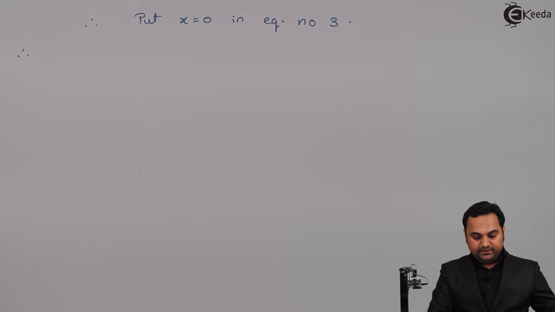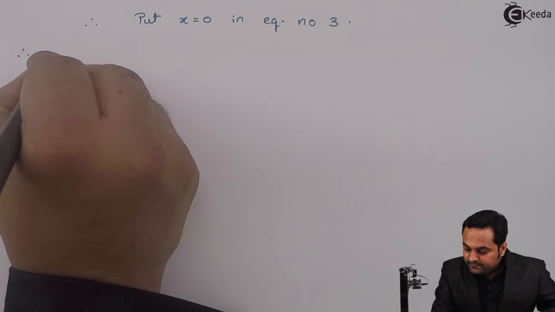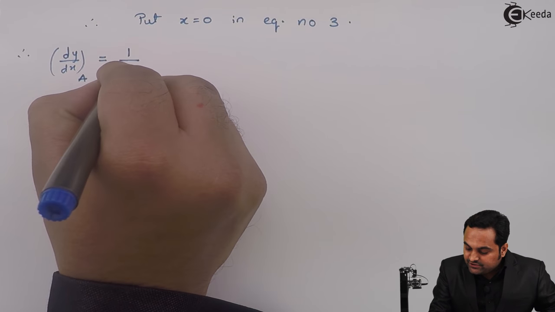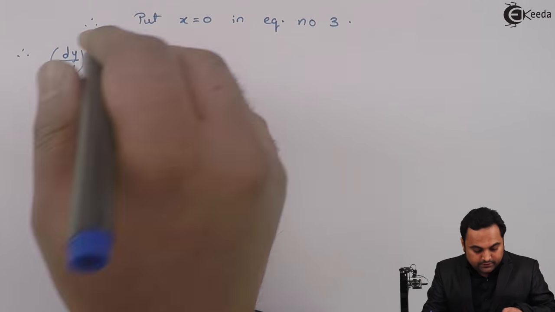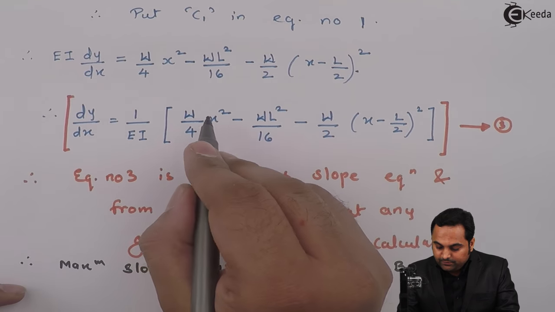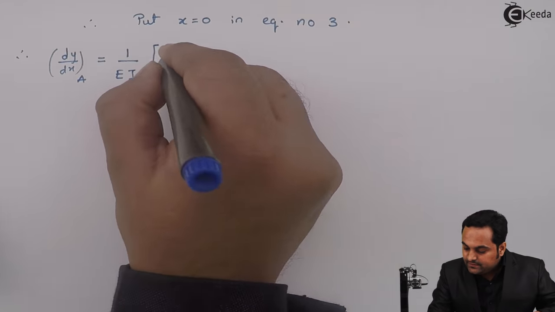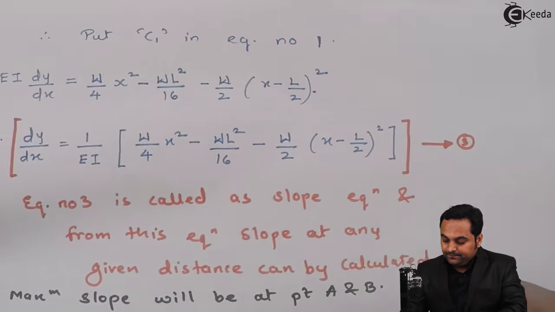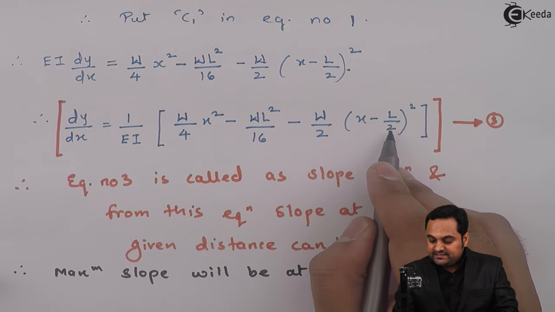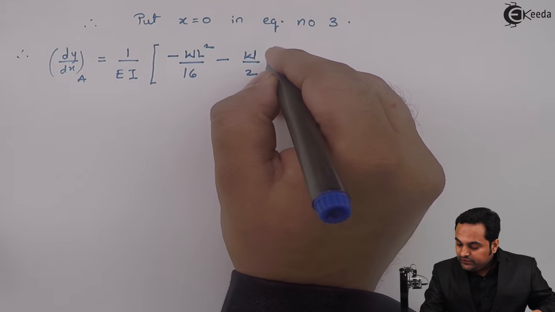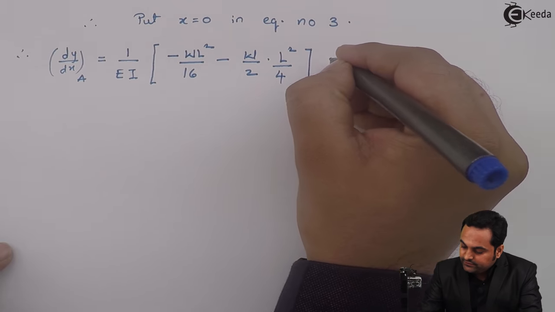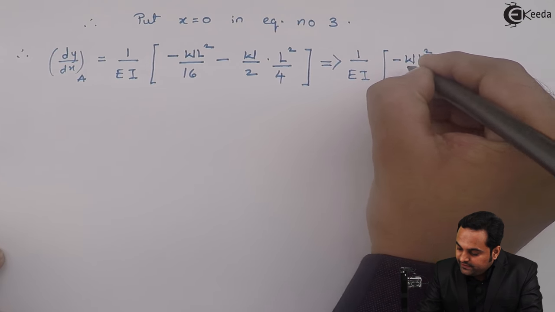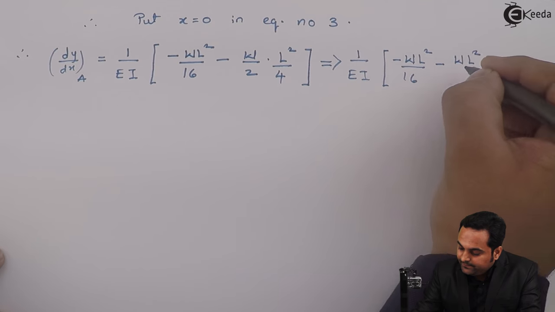And hence, in equation 3, dy by dx, that is the slope at A, is equal to 1 upon EI, which is a constant, into bracket. Here if I put 0, the first term becomes 0. Here I have minus WL square by 16, then minus W by 2 outside the bracket. If I put x as 0, here I have minus L by 2, and its square will be L square by 4. Hence, this would be equal to 1 upon EI, minus WL square by 16, minus WL square by 8.